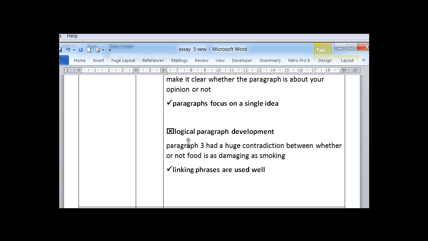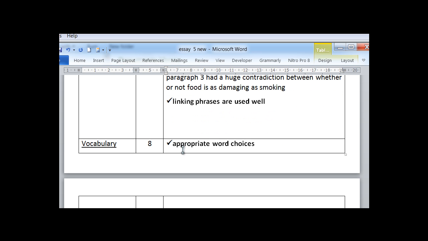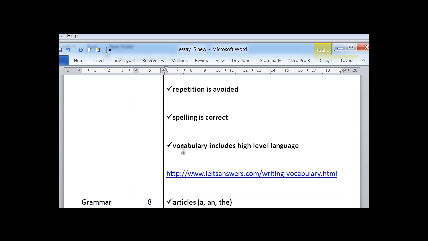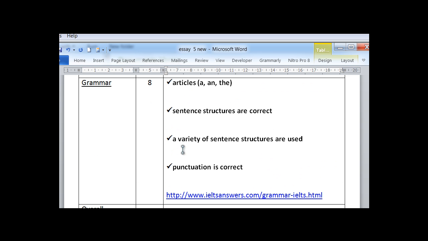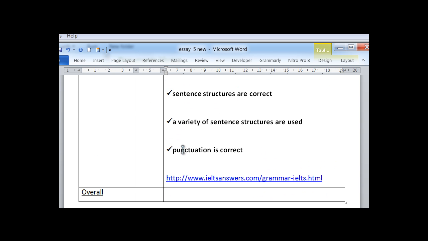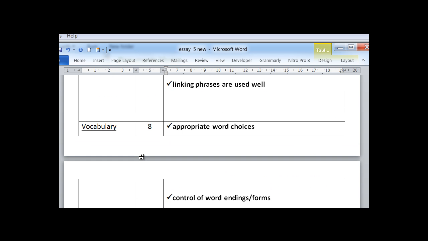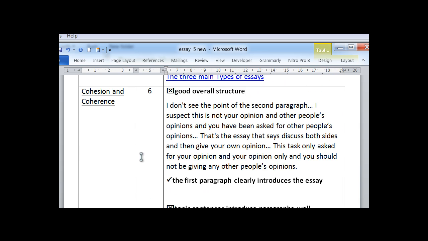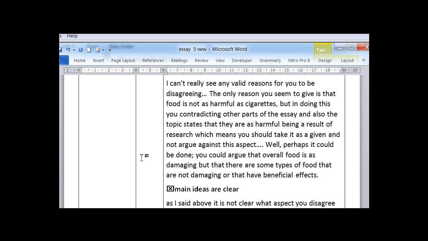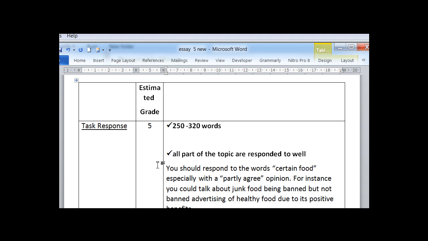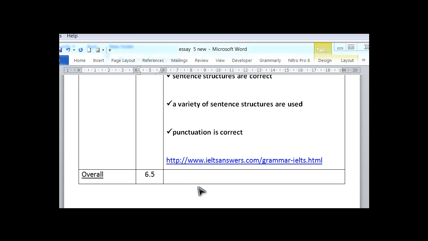Paragraph 3, we've got the contradiction. Vocabulary was really strong, at least an 8. Grammar was really strong, at least an 8. Overall, what do you think this writer's going to get? They've got 8 for grammar, 8 for vocabulary, 6 for cohesion and coherence, 5 for task response. The overall score is 6.5. We add up the 4 numbers, we get 6.75. Round down, 6.5. The writer needs 7.